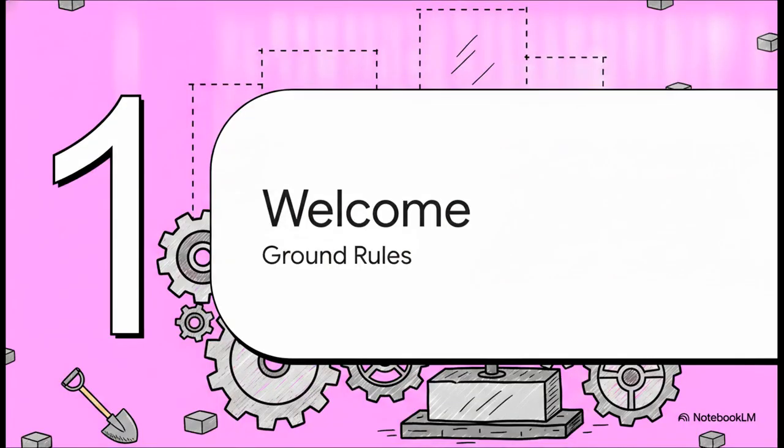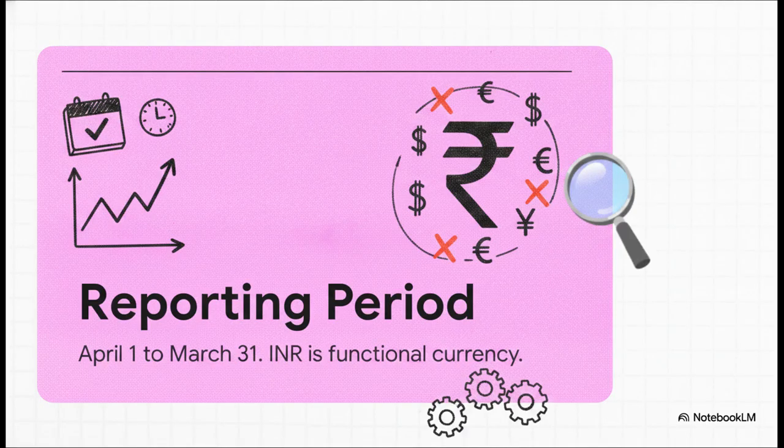Section 1. Welcome to Ind AS Clinic, ground rules and disclaimers. Before we get into the technical weeds of today's case study, we just need to set up the structural foundation of this explainer. Think of it as laying the groundwork so that everything we build on top of it makes perfect sense. To ensure absolute clarity as we look at the numbers today, let's establish our parameters. For our purposes, the beginning of the reporting period is always the 1st of April, and the end of the reporting period is on the 31st of March.